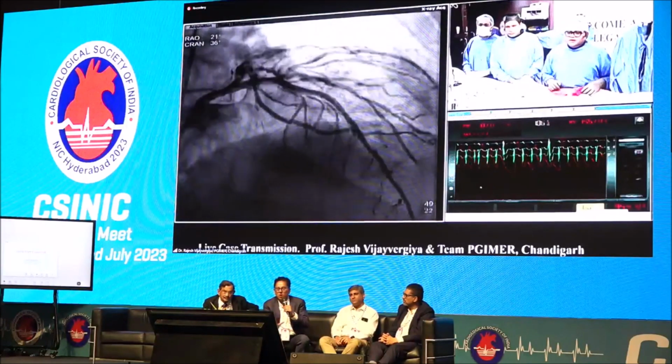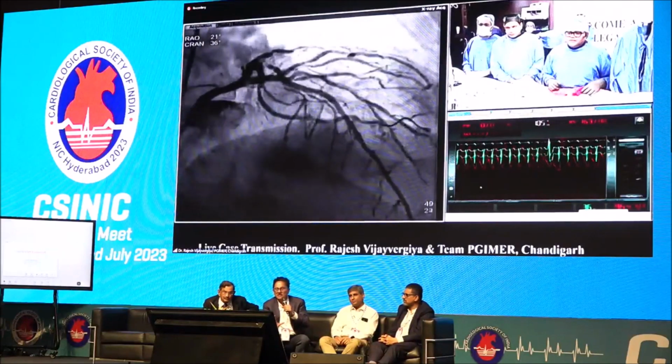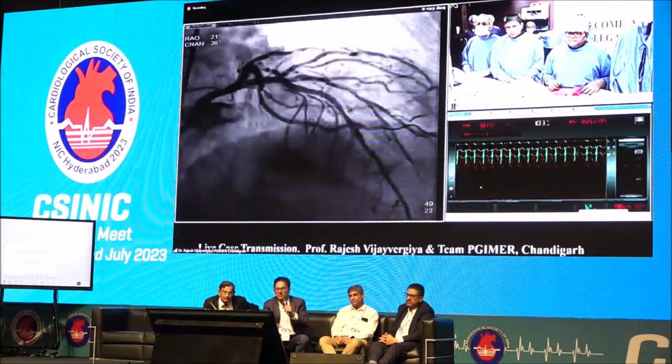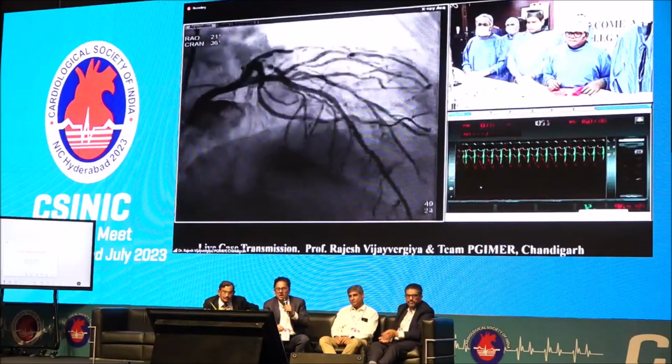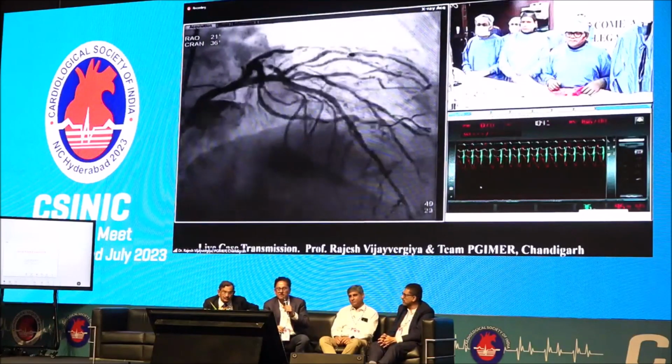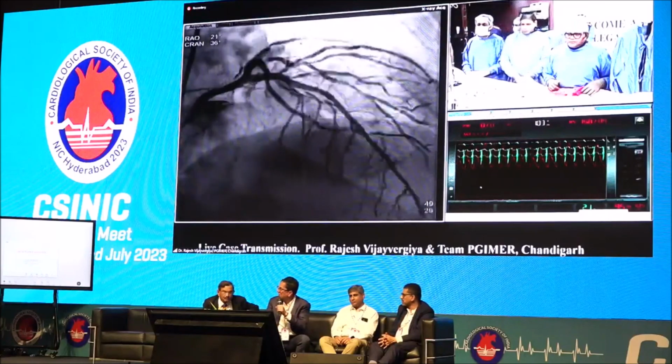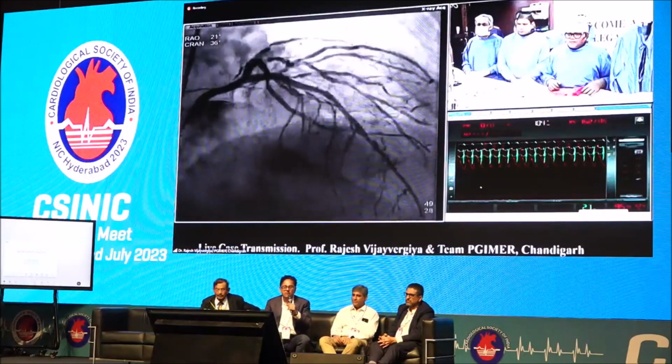The ostial circumflex is always very difficult to get a good result with just a balloon. It's more fibrotic than you think, and I just think you're going to have to do either a cutting balloon or something else there. But in the meantime, we're going to go to our lightning talk, and we'll come back to you in about 4 minutes.